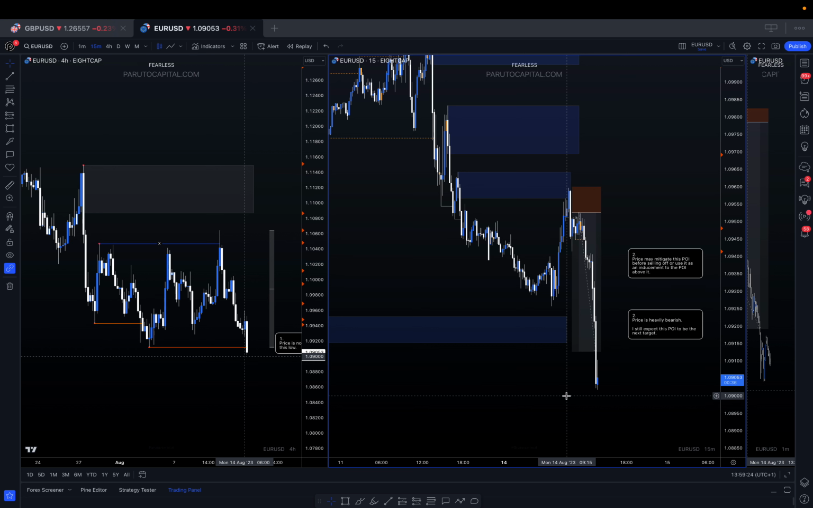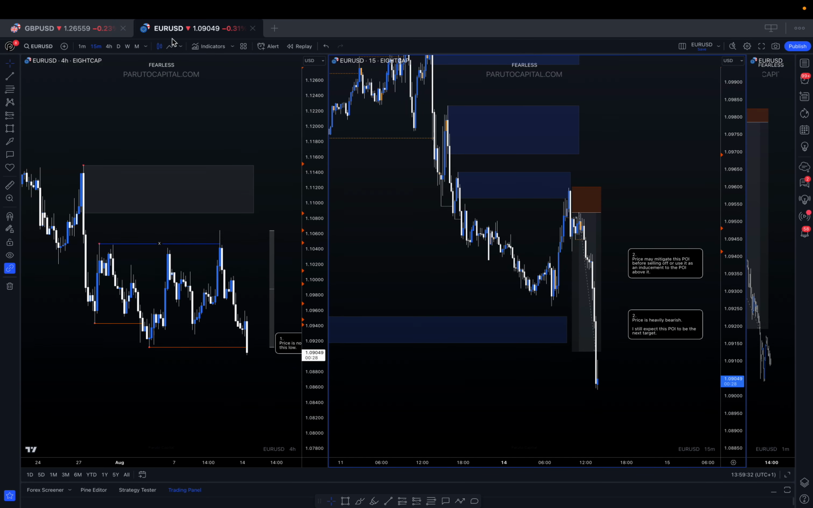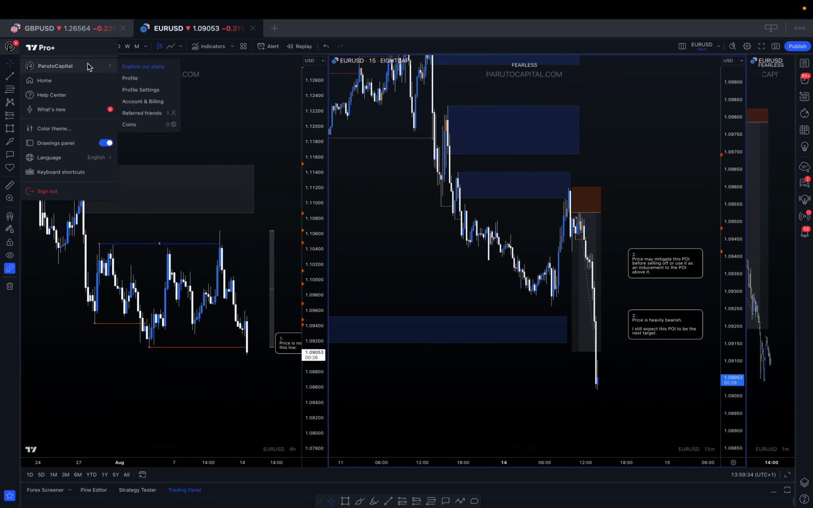All right, so let's do a quick recap of this trade. But before I do the recap, just to show you that early this morning I released the forecast, and let's look at that.